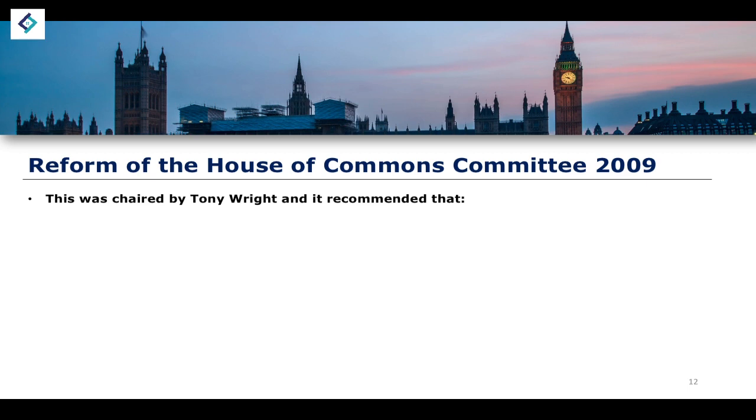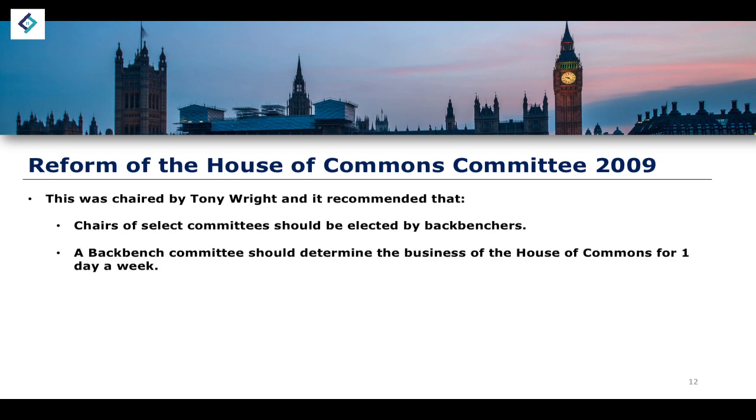The Reform of the House of Commons Committee in 2009 was chaired by Tony Wright, and it recommended that chairs of select committees should be elected by backbenchers. A backbench committee should determine the business of the House of Commons for one day per week, granting extensive amounts of power to the backbenchers that don't currently exist for them. They have very limited time in terms of determining business within the House of Commons.